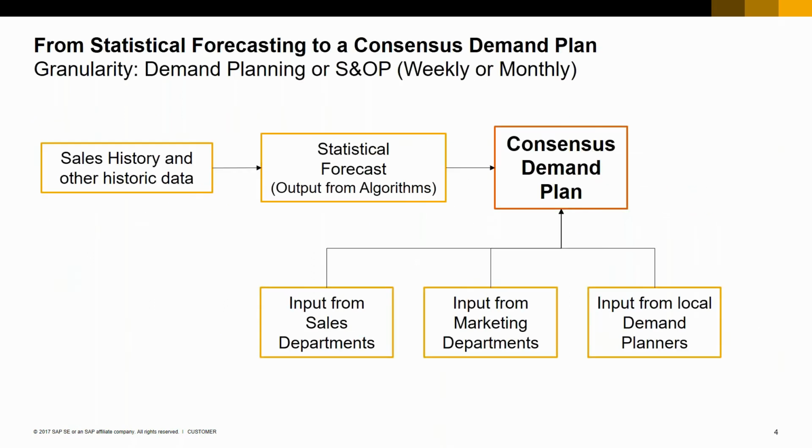If we look at the general business processes covered, starting with the consensus demand plan, and this might be demand planning or S&OP, a weekly or monthly process, we're looking at historical sales data and other historic data. We're going to apply our statistical algorithms, and then we're going to get inputs from different departments. That might be sales, marketing, local demand planners that have knowledge that the math doesn't know about. So things that are going on that maybe aren't historically based, or changes to the competitive landscape, those types of things, to drive a consensus demand plan.